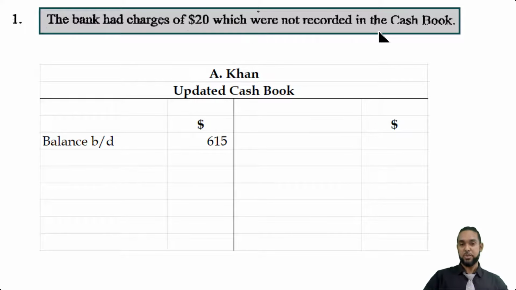And if it was not recorded in the cash book, it means it's missing in the cash book. So we have to put it in. And if it's a charge, money taken out, it's going to go on the credit side of the cash book like this. Right, bank charges of 20 because it's a payment to the bank.